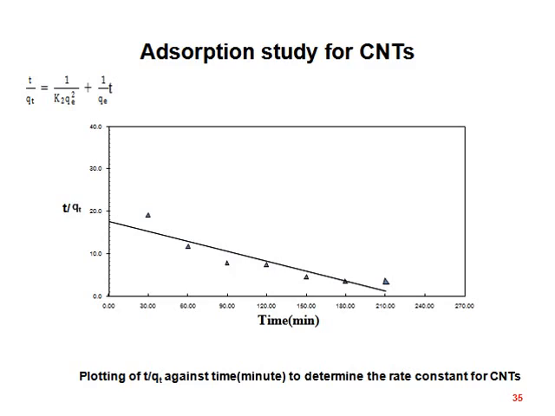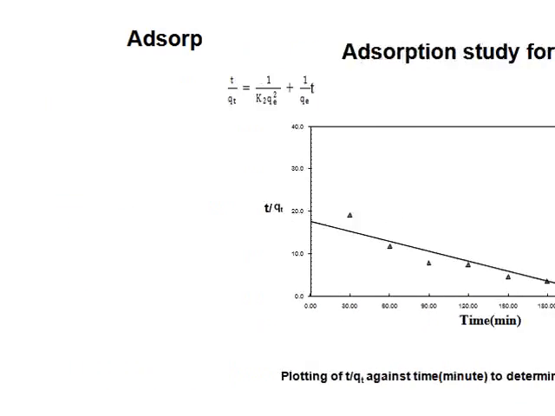The plot shows a descending route, which indicates that t by Qt decreases with time. From the graph, it is found that the rate constant K2 is 1.82 × 10^-5 gram per microgram per minute, using the linear form of the pseudo second-order kinetics of adsorption.